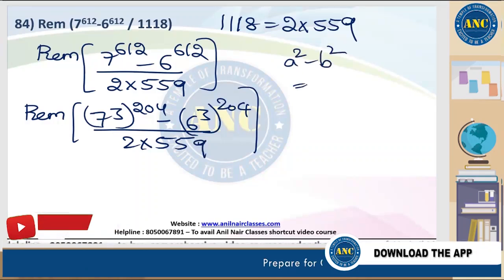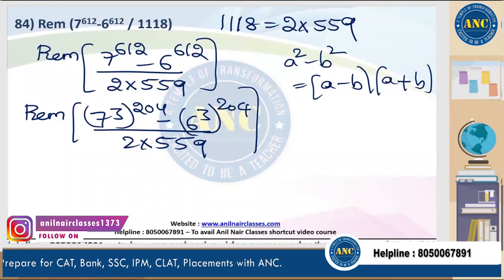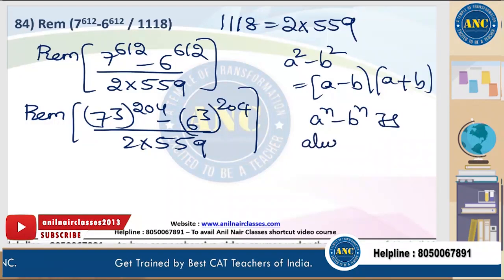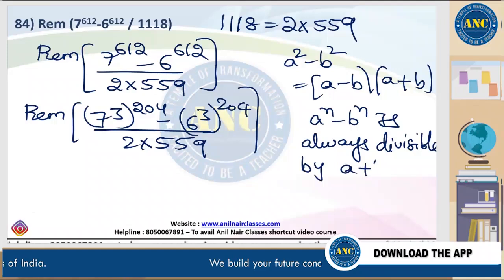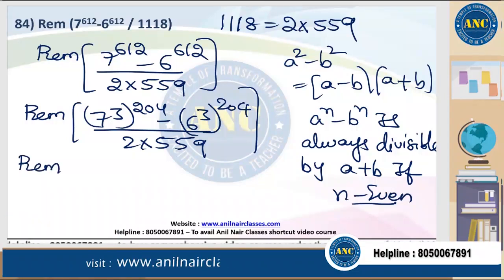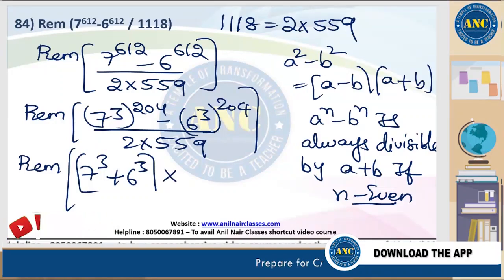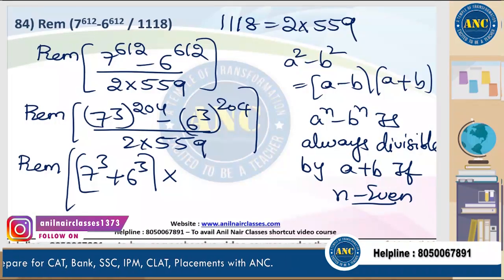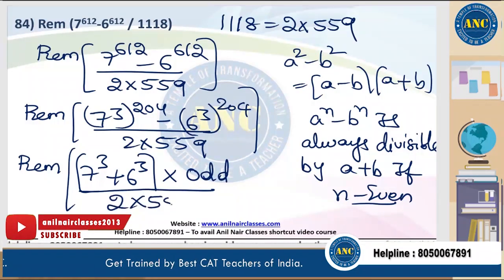A square minus b square is a minus b into a plus b. Similarly, 204 is an even number. A power n minus b power n is always divisible by a plus b if n is even. So the numerator is divisible by 7 cube plus 6 cube into something. Odd number power any number is odd, even number power any number is even, odd minus even is odd, odd plus even is odd, into remaining number is odd, divided by 2 into 559.